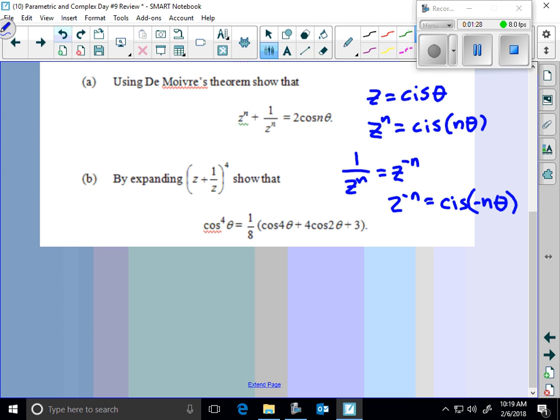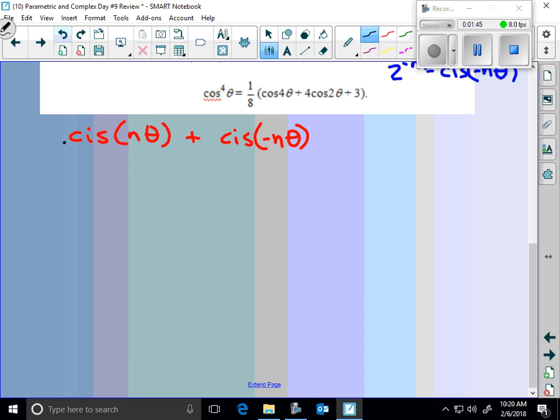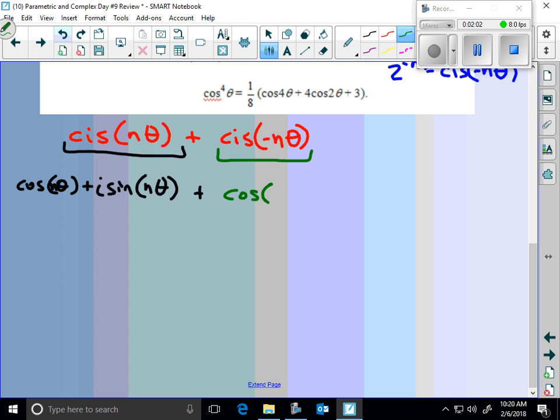Okay, now I want to show that if I add these two things together, they're going to equal 2 cosine n theta. And there's one little scary thing in here. So if I have cis n theta plus cis negative n theta, let's expand both of these. So this would be cosine n theta plus i sine n theta. And this one over here would be cosine negative n theta plus i sine negative n theta.